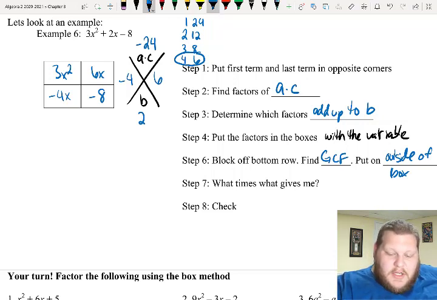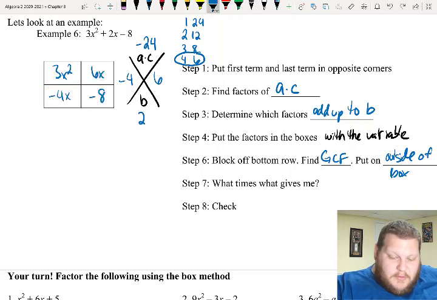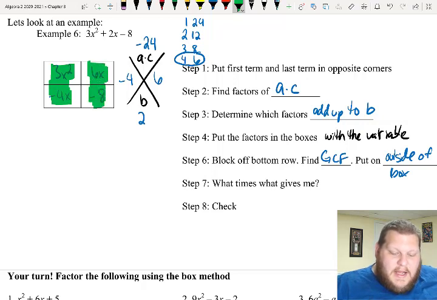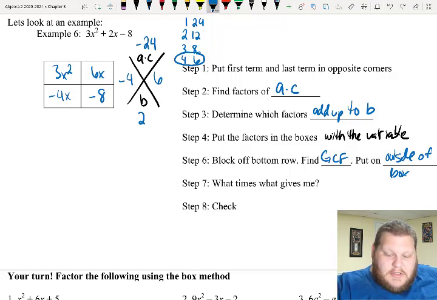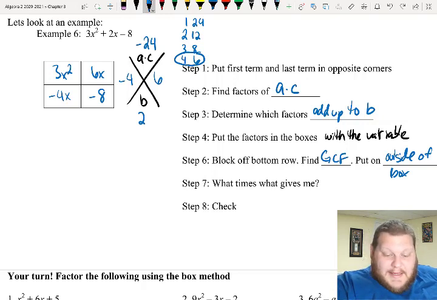So here, you're either going to be looking at this top row, what do they have in common? The bottom row, what do they have in common? Or the left column and the right column, what do they have in common? I usually just start with either the top row or the left column, just because x and x squared are always going to have an x in common.